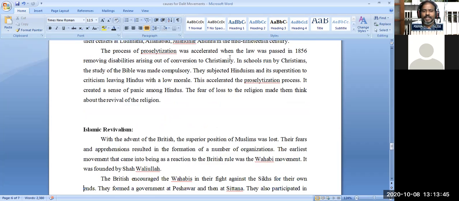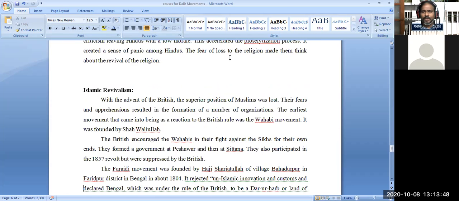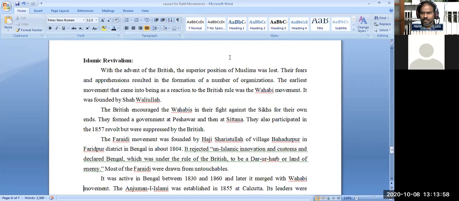Okay, next one is Islamic revivalism. Islamic revivalism was also an important cause for the Dalit movements. Okay, so with the advent of the British, the superior position of Muslims was lost. Their fears and apprehension resulted in the formation of a number of organizations. The earliest movement that came into being as a reaction to the British rule was the Wahhabi movement.